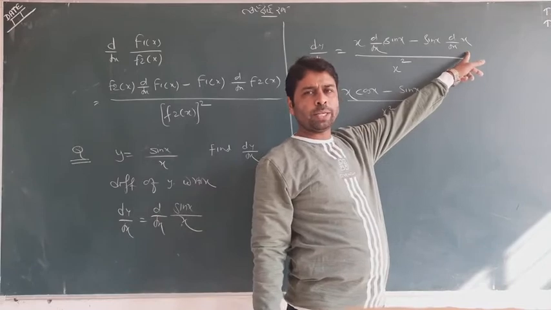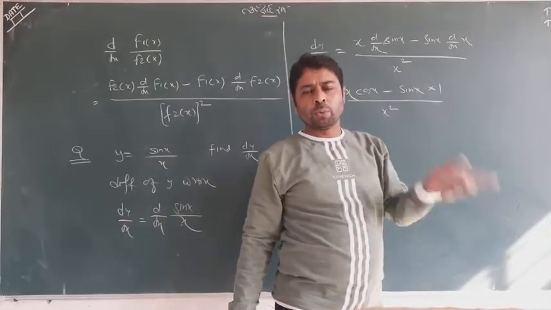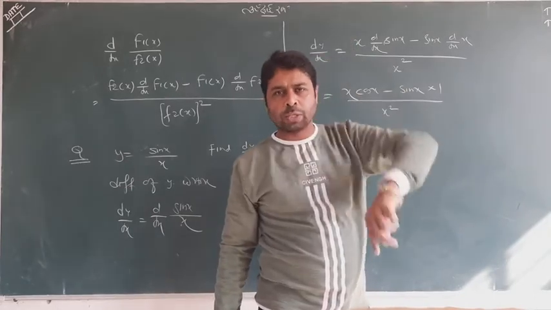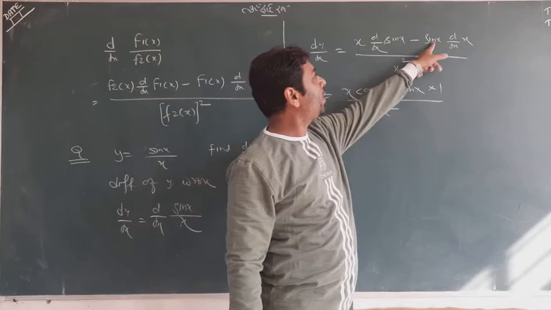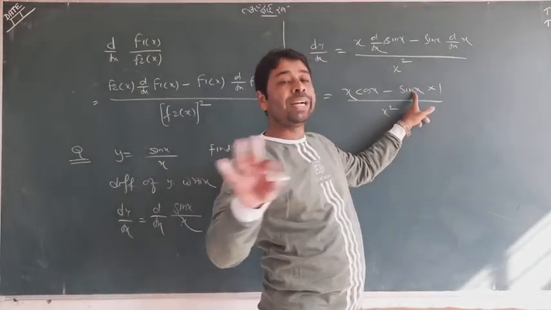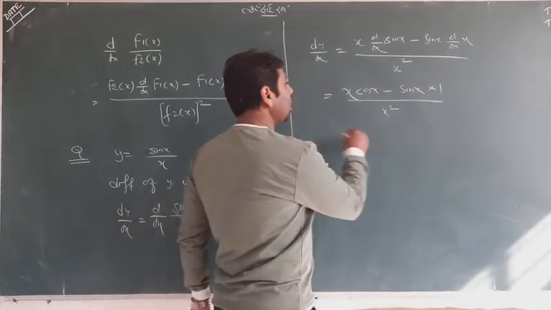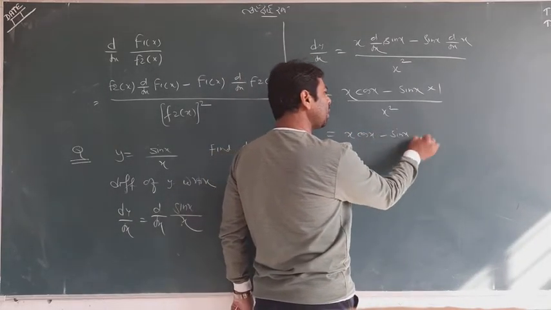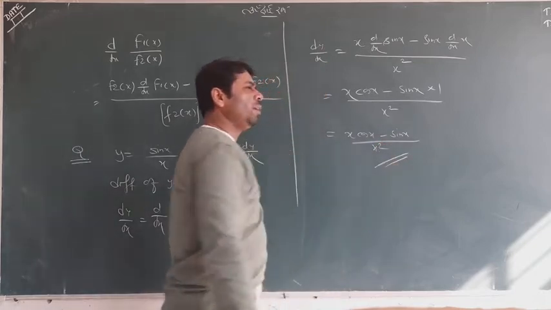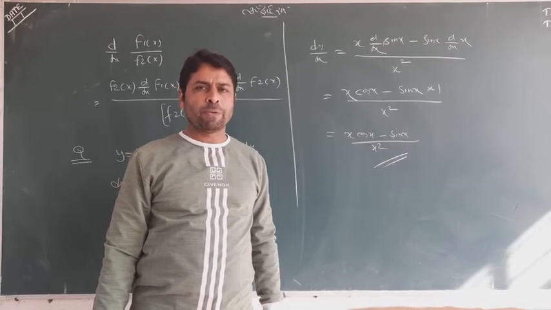Initially I taught you that when x is to the power 1, the power comes in front, so 1 times x to the power 0 will be there. So 1 is the answer. Students, again I tell you, this x and this sin x will be as it is. Don't differentiate them here. And the next, that's all, because you can see that further there is no possibility or chance to simplify the term.